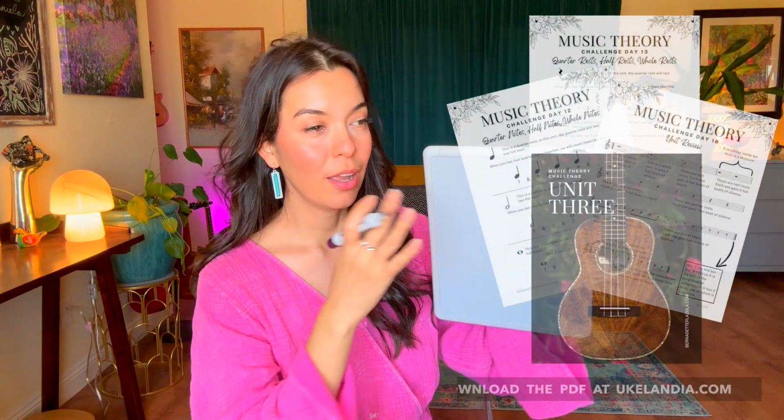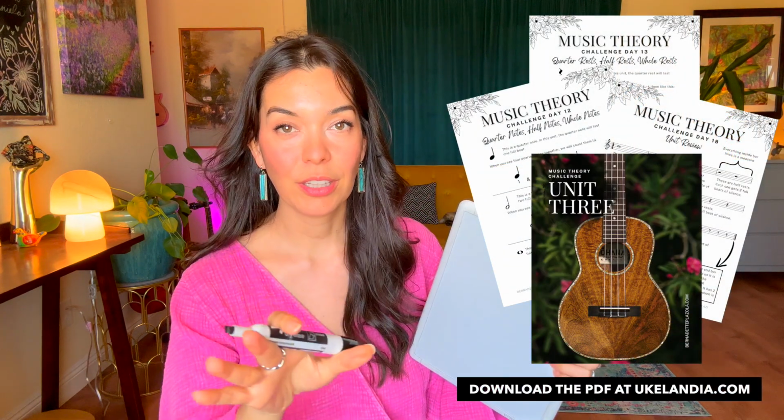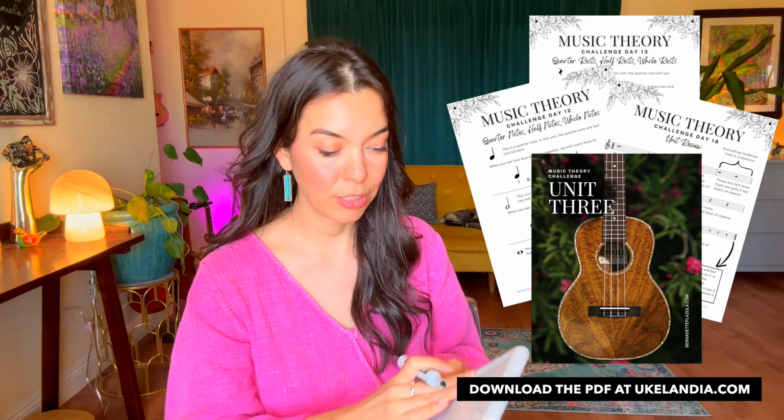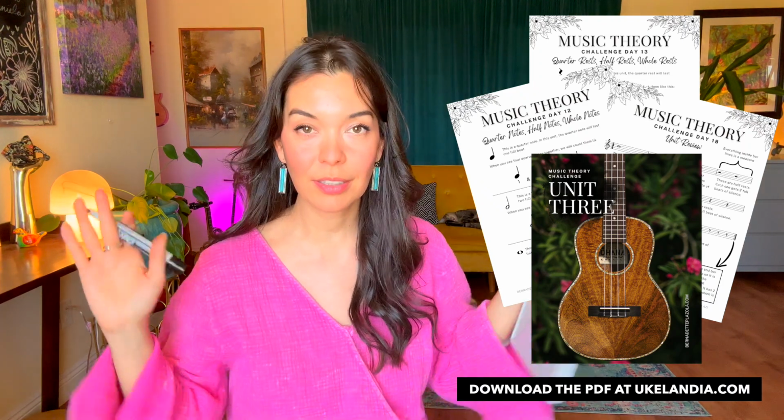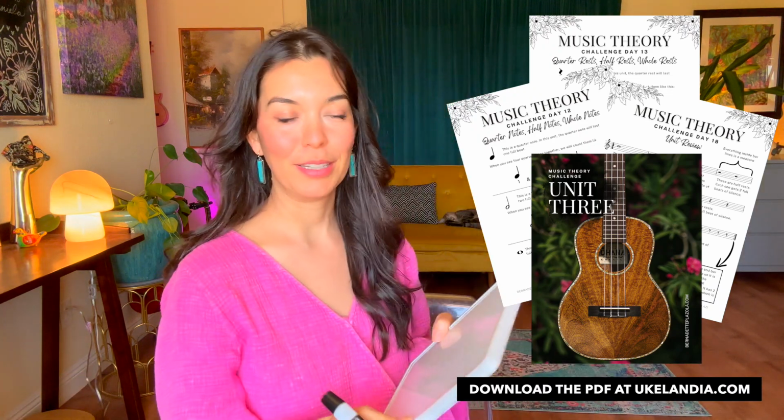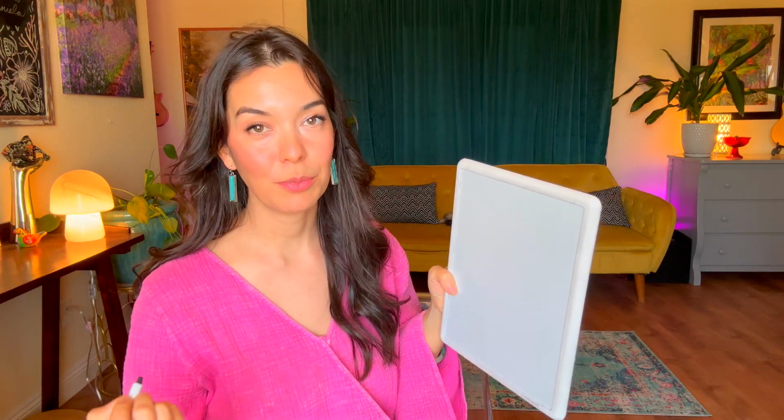Let's start by reviewing our musical symbols, but remember, I have added everything on a PDF that I made for you. My master's degree is in curriculum design, so I used everything that I know to make that PDF for you. Okay, let's start with the beginning of music notation.